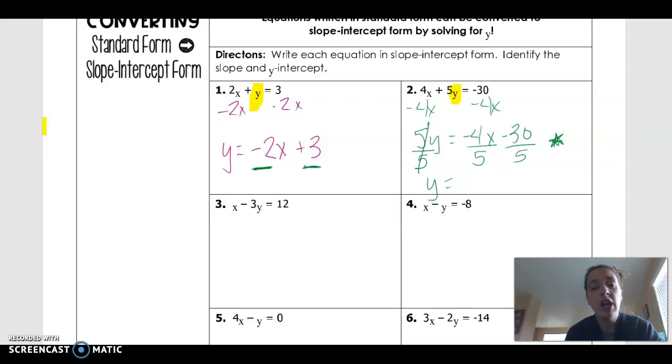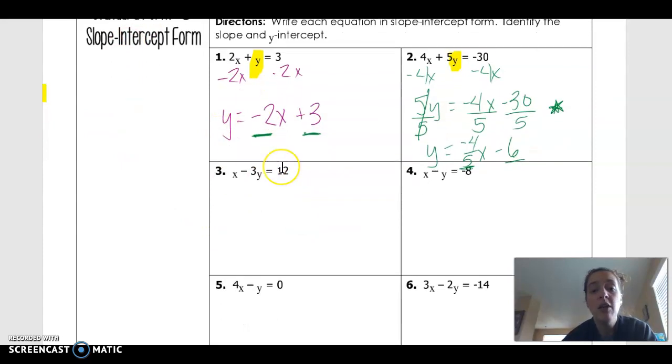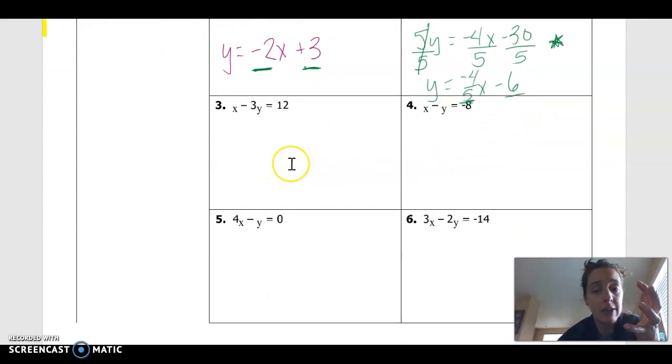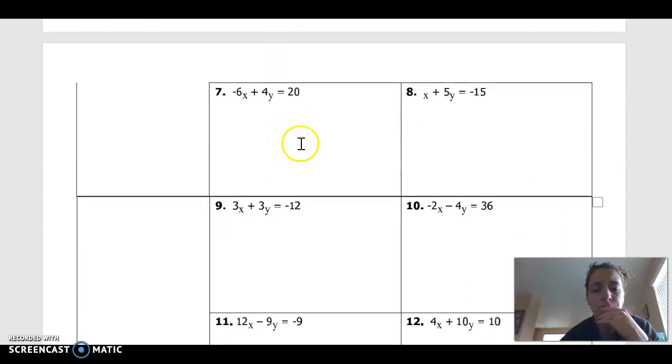Now that got rid of my 5 over here, so I'm left with y equals, this fraction cannot be simplified, this -4/5, so I'm going to leave it that way, -4/5 x, and -30 divided by 5 is -6. So again, I have my slope of -4/5 and my y-intercept of -6. Now that I've gotten that y value by itself, I can go ahead and find the slope and the intercept, and I could graph them pretty easily from here, which we'll do in our next lesson.